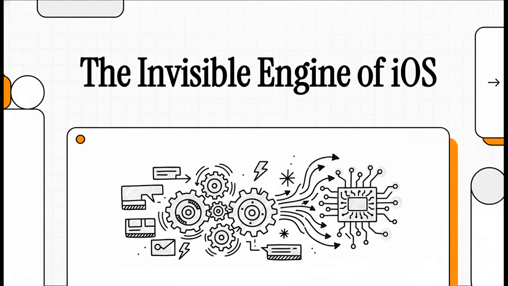All right, let's pull back the curtain on something pretty cool today. We're going to talk about the single most important function in every iOS app, a piece of code that runs way before your own code ever gets a chance. It is the invisible engine that brings every single application to life.